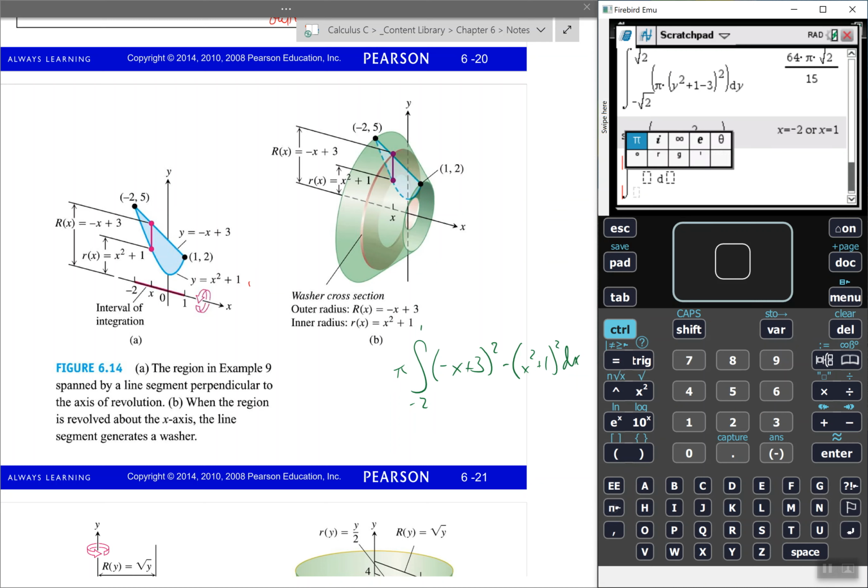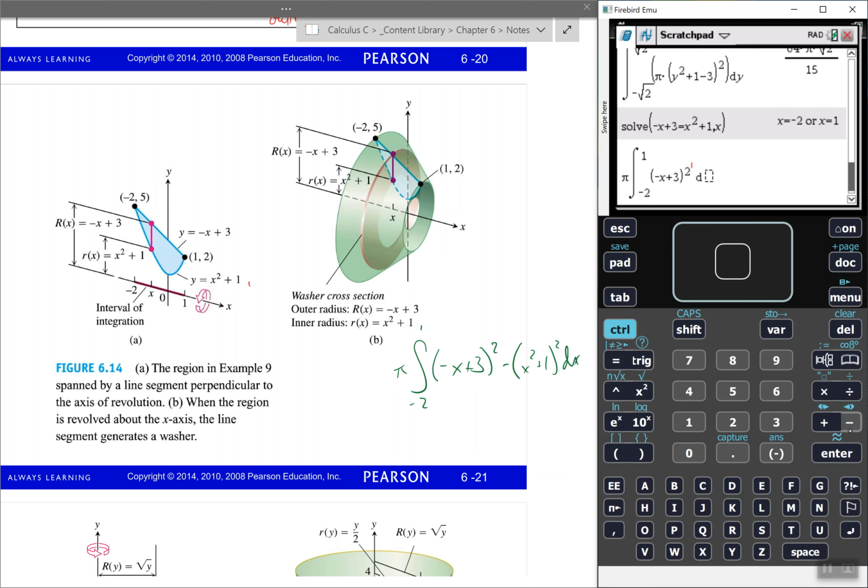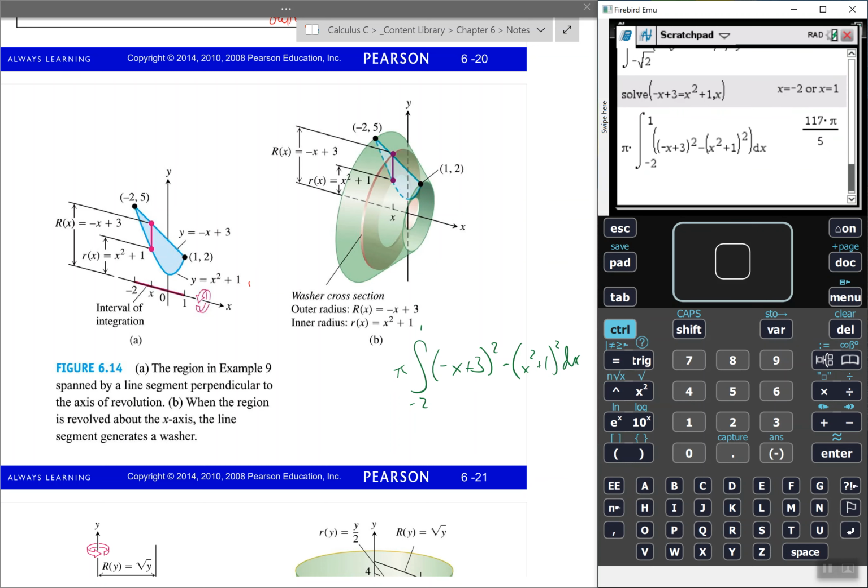Let's see what we get. So we have (-x plus 3) quantity squared minus (x squared plus 1) squared dx. And it's 117 pi over 5. So the calculator does a nice job filling in parentheses for us if we don't open them up necessarily at the start. So it's got everything where it needs to be with pi out front. Really wouldn't make a difference if it was on the inside there, but we have an answer, 117 pi over 5.